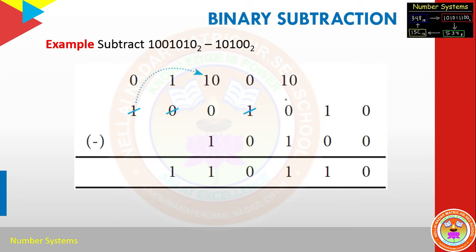This 0 is converted into what? 10. Understood how the value changes from 0 to 10? Because we are borrowing from the nearest one, automatically the value is converted into 10. So 10 minus 1, that is 1. And here 0 minus 0, 0. Then next one, 0 minus 1, we can't do that, the same action. So you can borrow from the nearest one. Unfortunately, here also 0 is there, so we can't borrow anything.